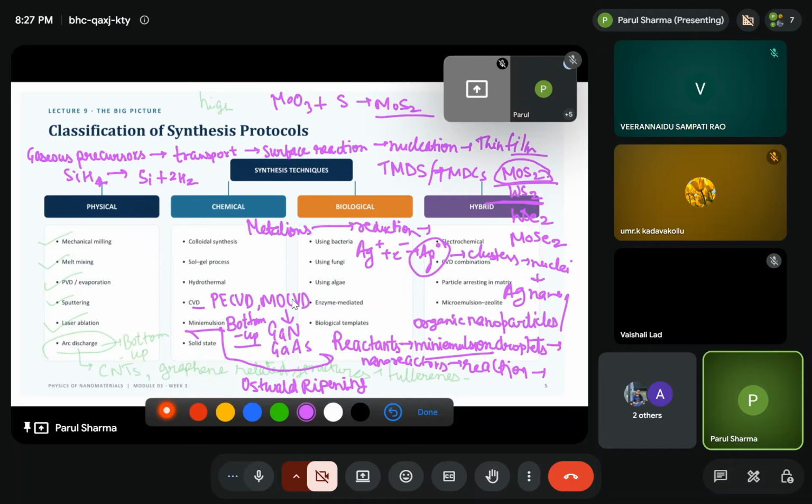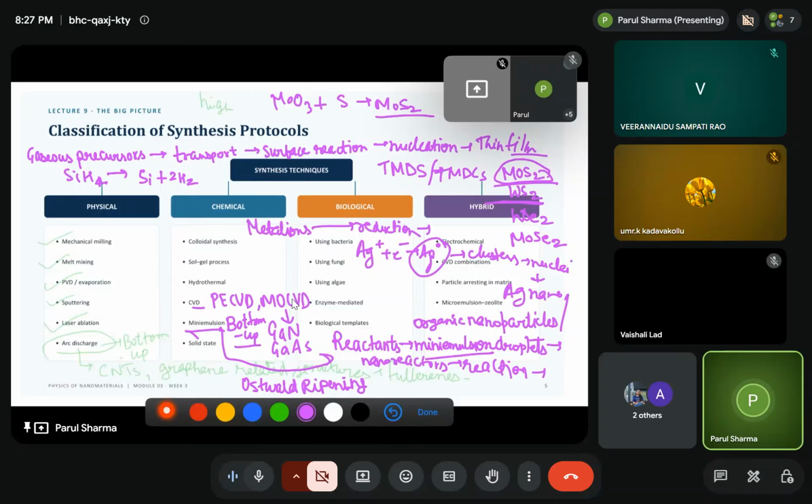Then comes the electrochemical process, which is a hybrid process for synthesis of nanoparticles. So what is happening in the case of the electrochemical process? It is hybrid because it combines electrical energy with chemical reactions. So the basic principle is electrical energy, then electrochemical reaction will happen, then nucleation and nanomaterial.